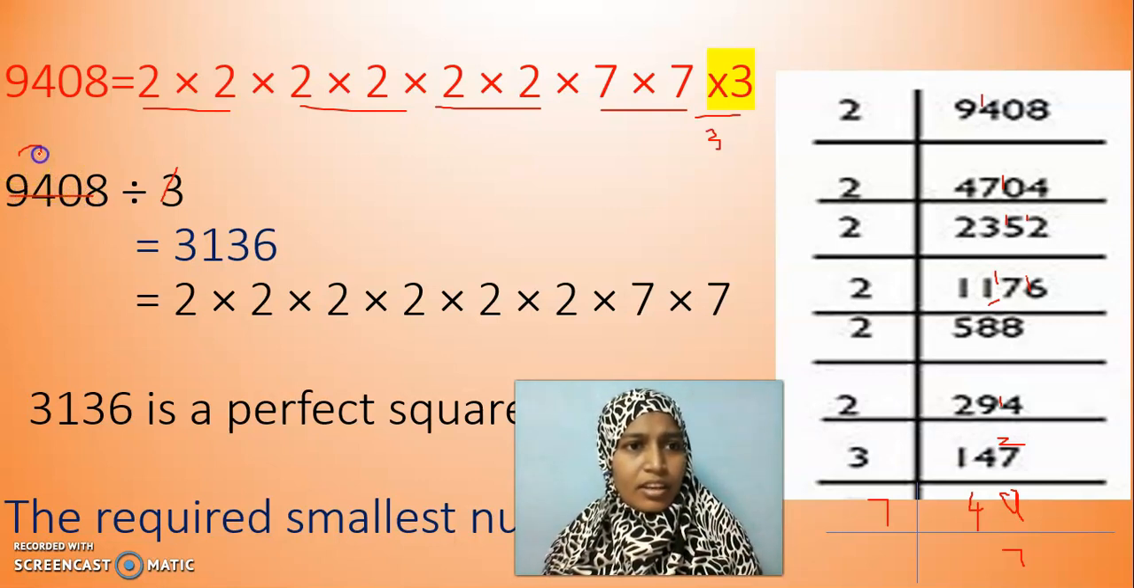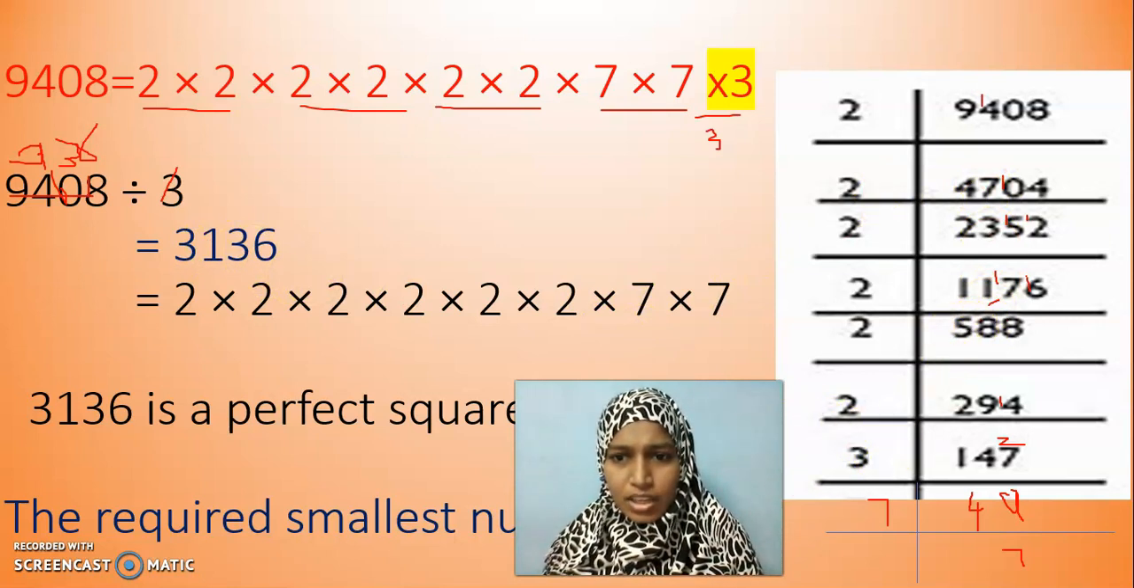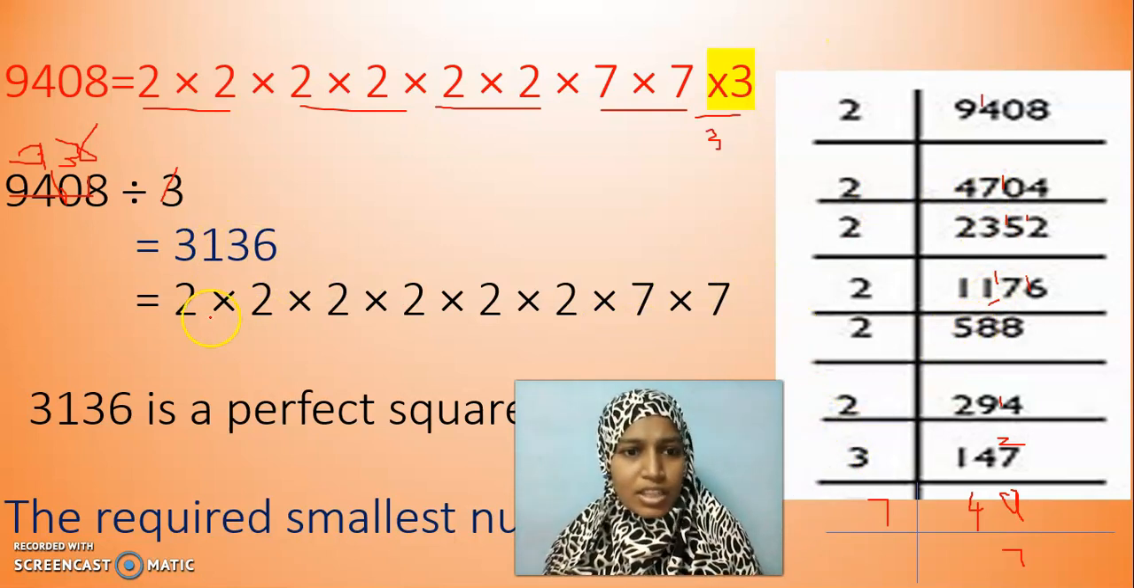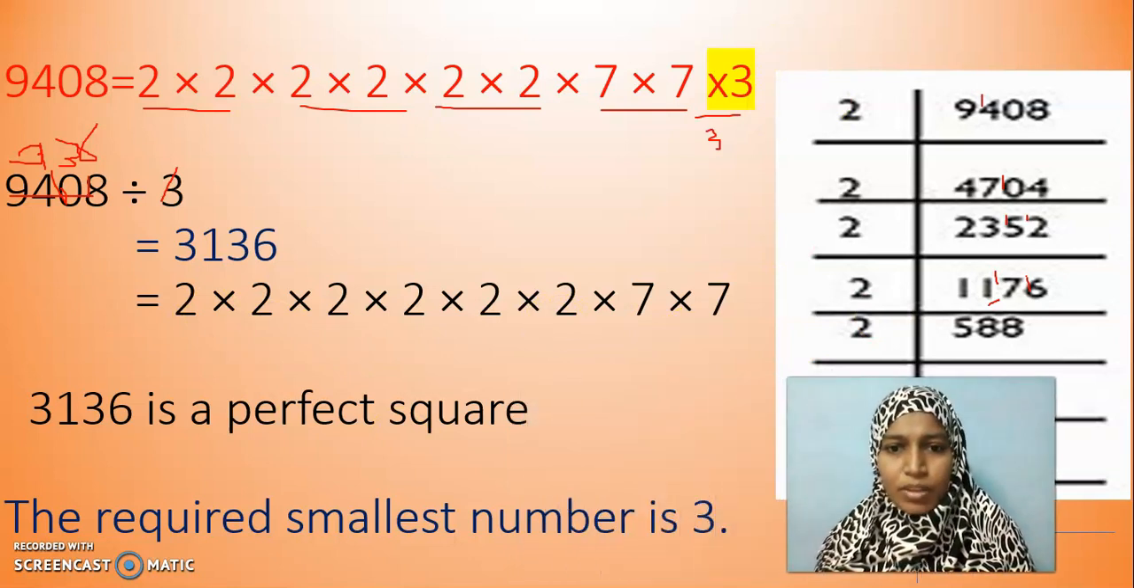3 3s are 9, 1 3s are 3, carry 1, 3 3s are 9 again, carry 1, 6 3s are 18. So I got 3136. And if I do the prime factorization again, it's the same thing. Only 3 is missing. I will get all the other remaining factors as they are. You can do it in rough and find whether you get the same thing.